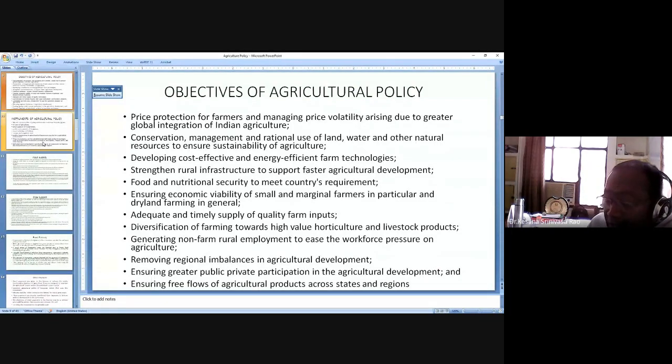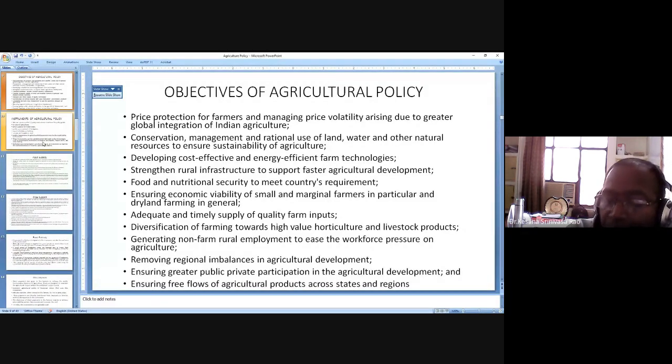So in the southern belt, Andhra Pradesh, Tamil Nadu, and Karnataka also, we have some type of agriculture. Especially in the central part and the northeastern part, we have less agriculture production. That is why, among these regions, the government sends their products from one state to another state, one region to another region. That is what the free flow of agriculture products across the states and regions is about.